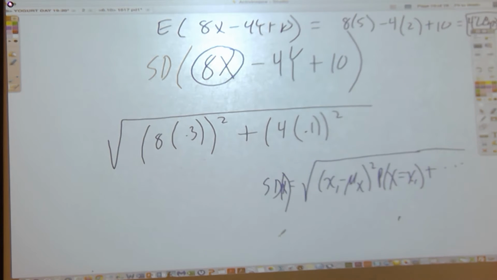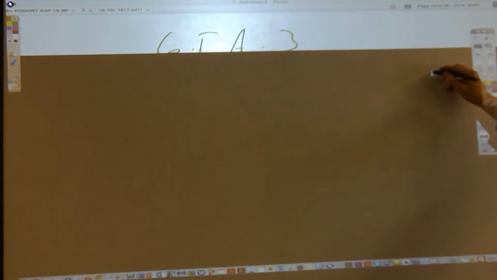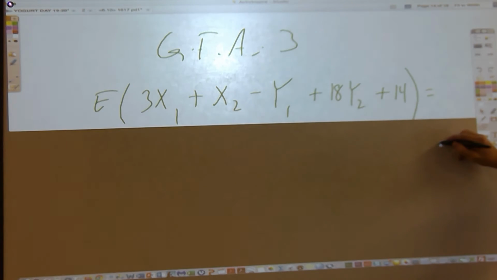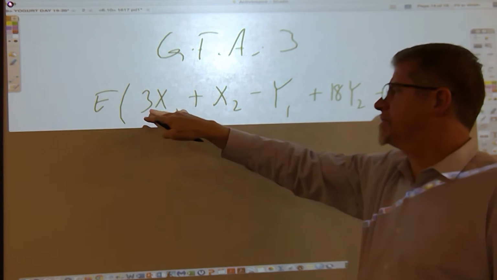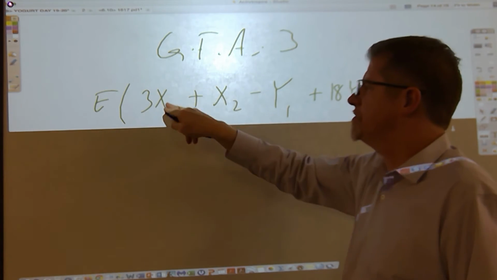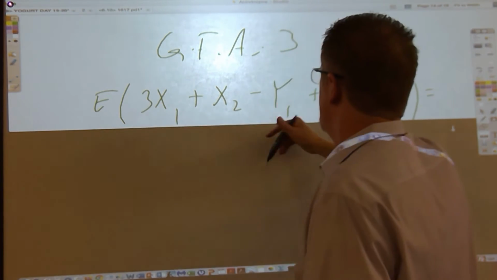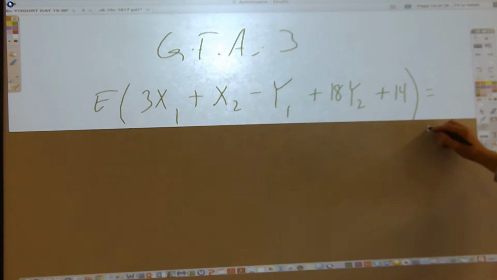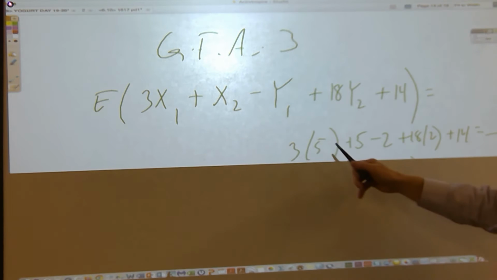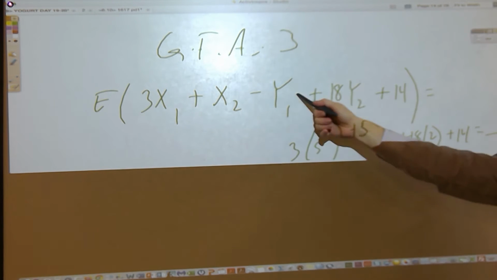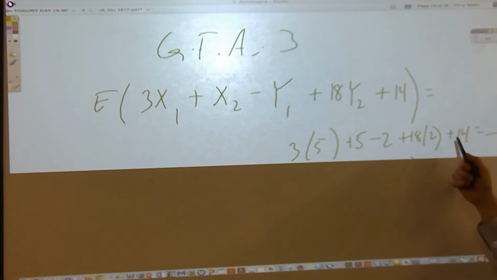Okay, so further questions? Okay, now it's time for the first GFA problem of the day. We're going to call it GFA problem 3. Here we go. If you want the expected value of 3x1 plus x2 minus y1 plus 18y2 plus 14, it's triple plus 18 plus 14. If we were just doing the expected value, it would be no big deal. We take 3 times 5 plus 5 minus 2 plus 18 times 2 plus 14. It'd be easy money.